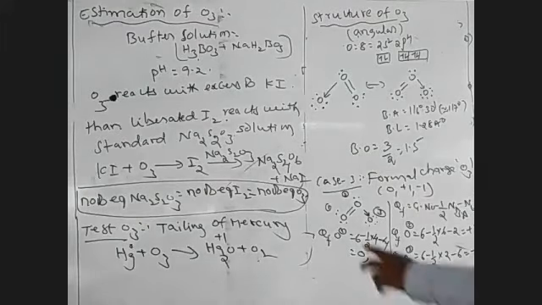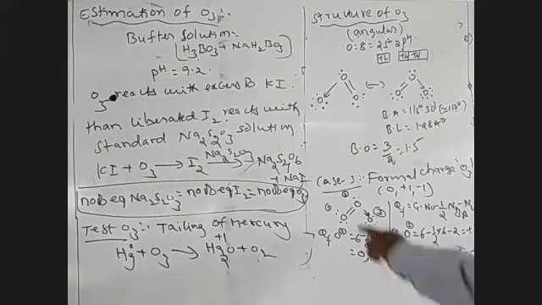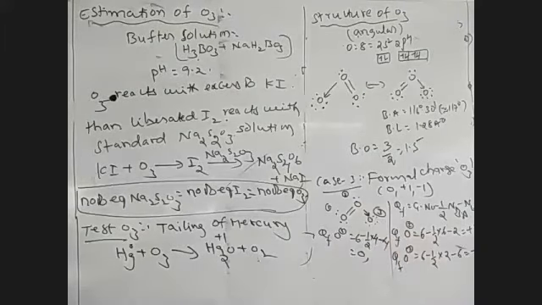So the formal charge of the first oxygen is equal to 0, the formal charge of the second oxygen is equal to +1, and the formal charge of the third oxygen is -1. So the formal charges in the O3 molecule are 0, +1 and -1. 0, +1 and -1 exist, no doubt.